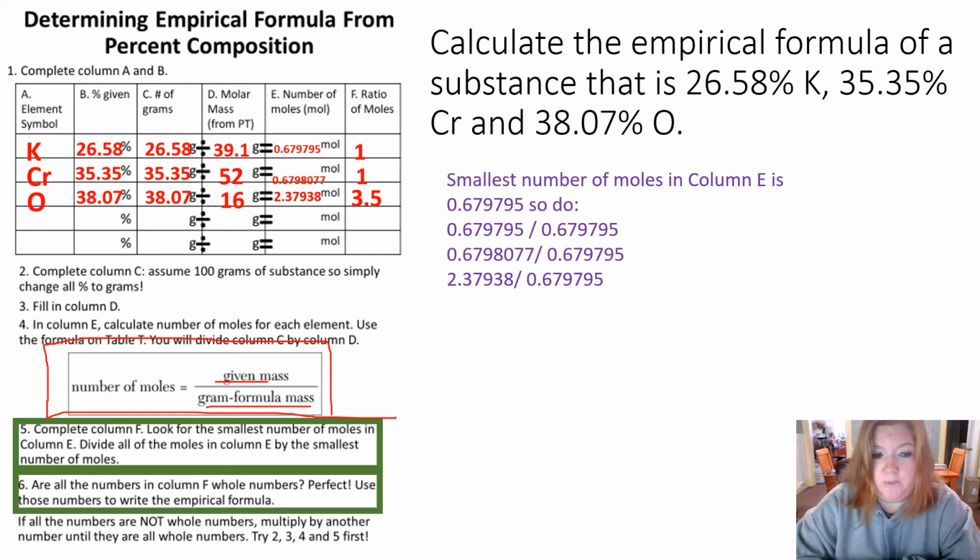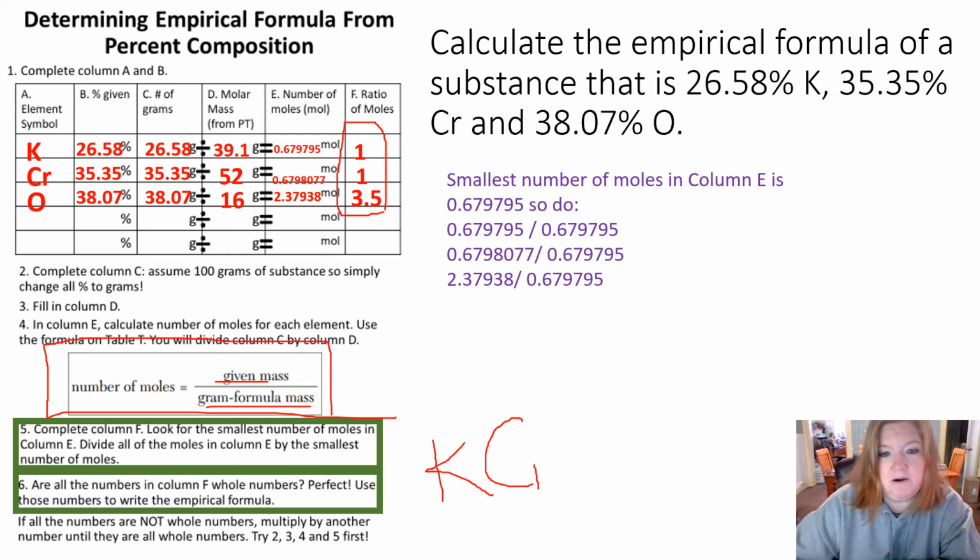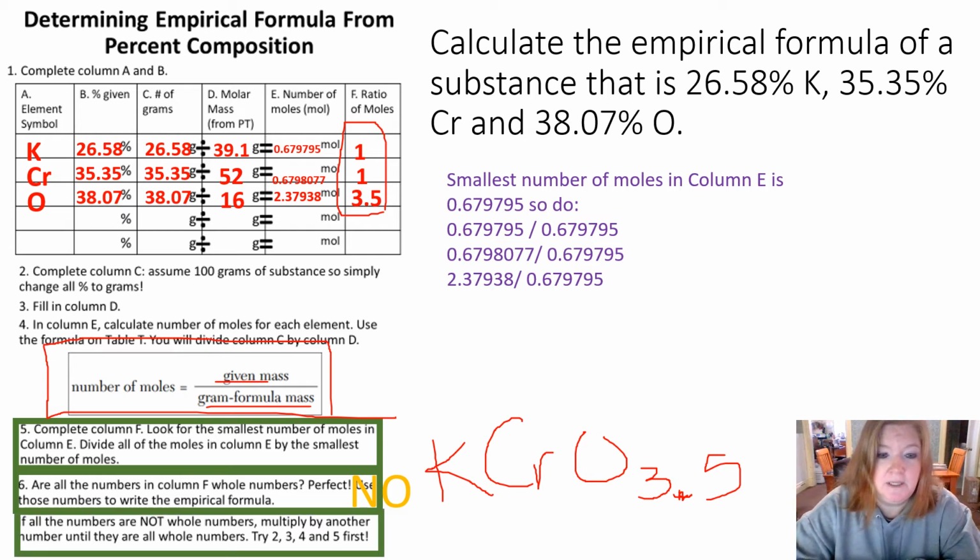My next question is, are all the numbers here whole numbers? No, they're not. So I'm not going to write, oops, wrote the wrong one. So I'm not going to write K2CrO3.5. Nope, can't do it. So I've got to go to the next step.